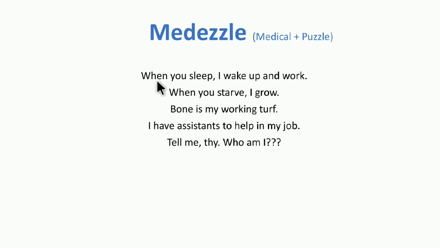It is: when you sleep I wake up and work, when you starve I grow, bone is my working turf, I have assistants to help in my job, tell me, who am I? Tell me the answer in the comments below, friends. I am waiting for your answer eagerly. And as a token of appreciation, I will give a like to your comment.